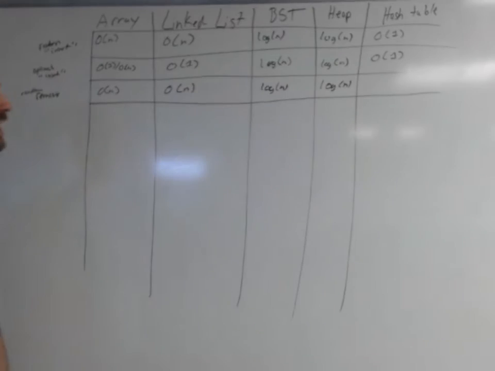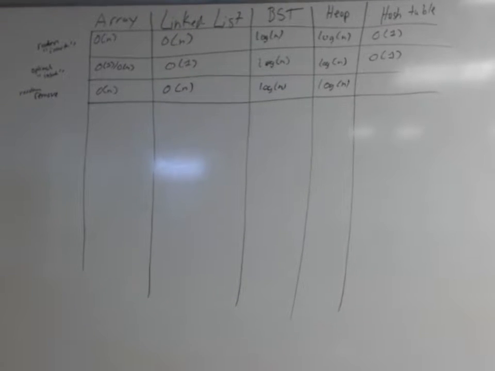All right, random remove on a hash table. What's the average case on a random remove? So you have to find the key, right? And that's an O of... So you convert the key to an index using the hash function, and that's O of 1. O of 1.